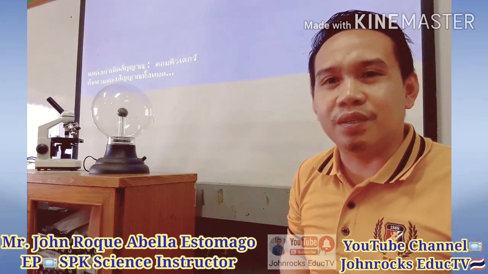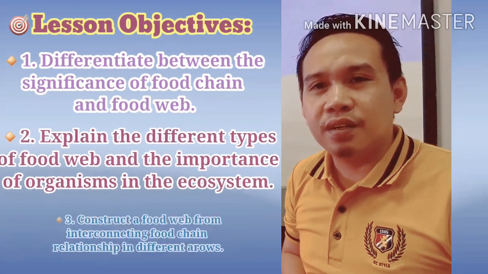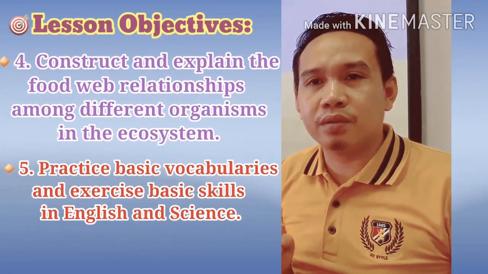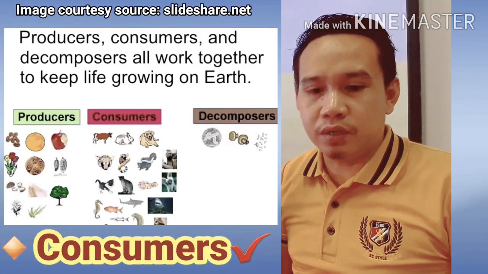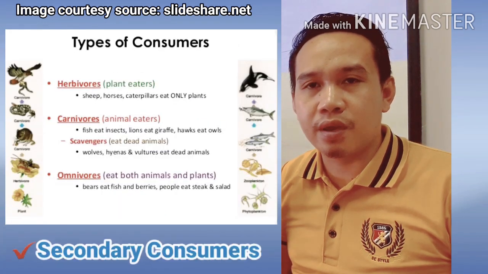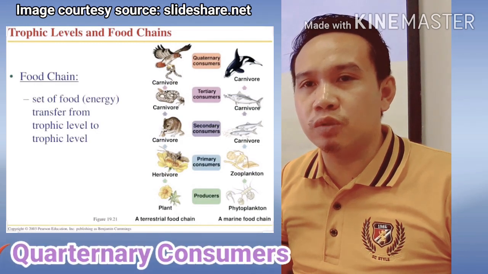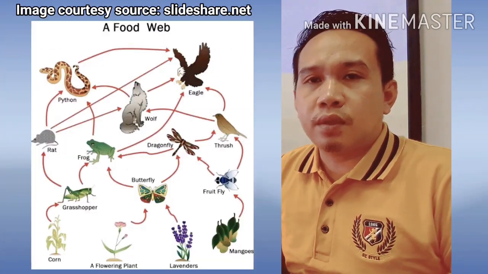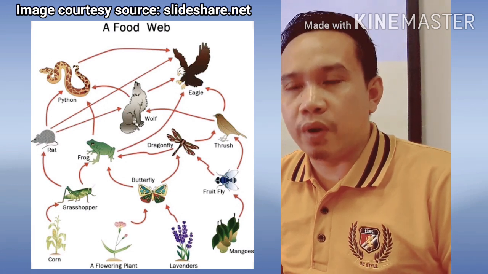For today's video, you are going to learn about the significance of food web. Last time, we discussed the important roles in the ecosystem: producers, consumers. Under consumers, we have primary consumers, secondary consumers, tertiary consumers, quaternary consumers or final consumers, and also the decomposers. So this time, we are going to focus on food web.